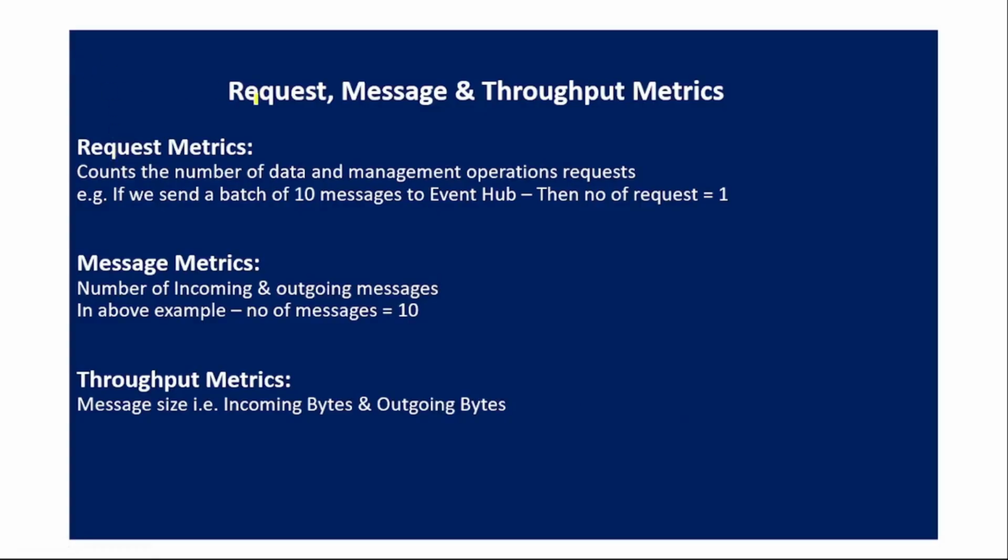So we have three types of metrics, that is request, message and throughput metrics. First, request metrics. It counts the number of data and management operation requests. For example, if we send a batch of 10 messages to the event hub, it will count the number of requests as 1 only. But in this case, the number of messages will be counted as 10, and we are more interested in these message metrics. Okay, and finally throughput metrics. It shows the message size, that is incoming bytes and outgoing bytes.